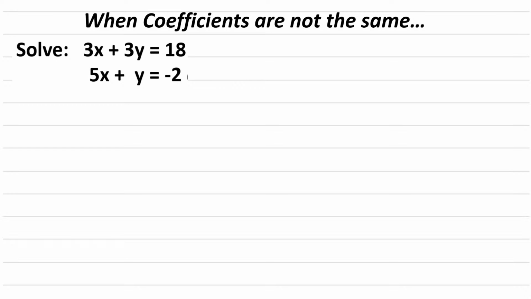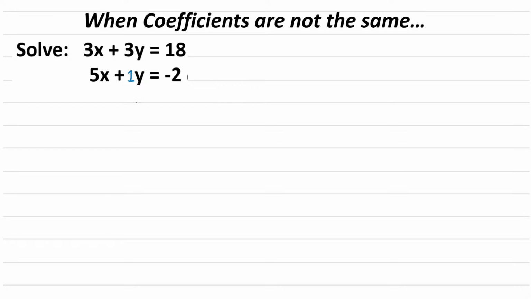So we now have the case when the coefficients are not the same. Okay, so we have two equations here. We look at the x's. No, they don't have the same coefficients. And we look at the y's. There's one y there. They don't have the same coefficients. Okay, so what can we do? How can we get the same coefficient?